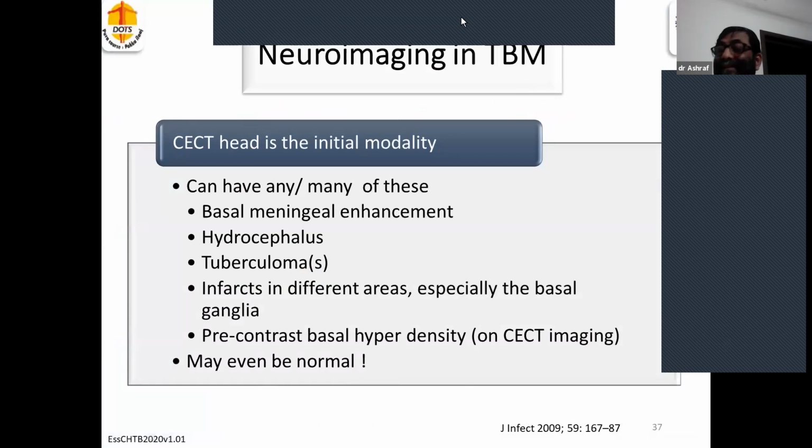Thank you, Dr. Rekha, for the clear description about how to rule out active TB. There are some questions in the chat box.